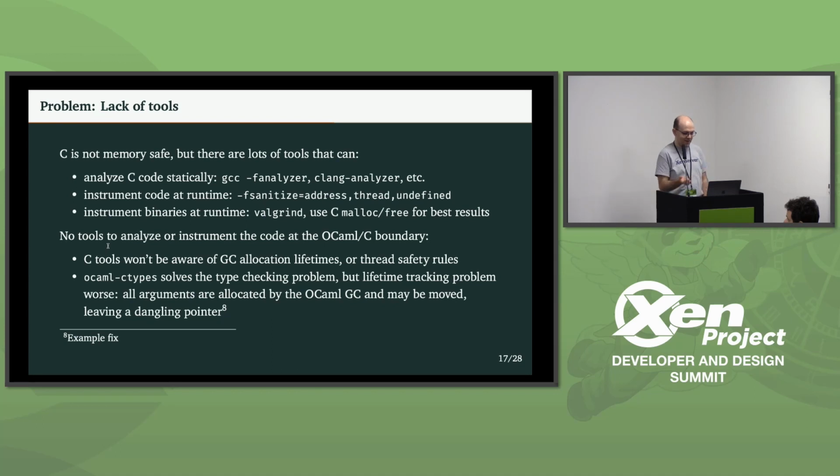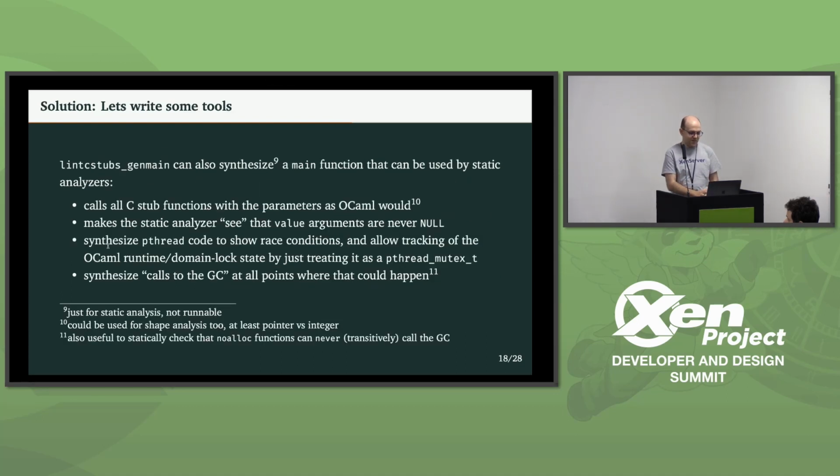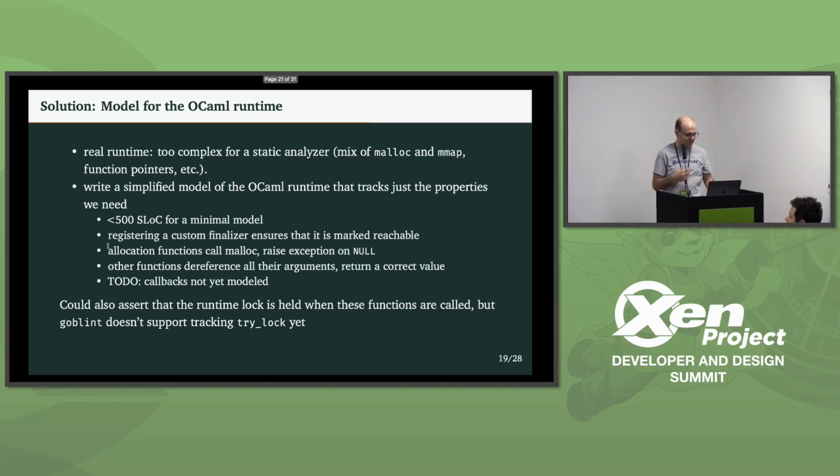So the C tools are not aware of the garbage collector rules, and the OCaml tools are not aware of the C rules. So what I've done, I've written a small tool that can generate sort of a model for static analyzers. So this should also work with other static analyzers, not just the one that I'm using here. I'm essentially generating a small C function that shows how this code could be invoked, right? And that's actually not quite that big.